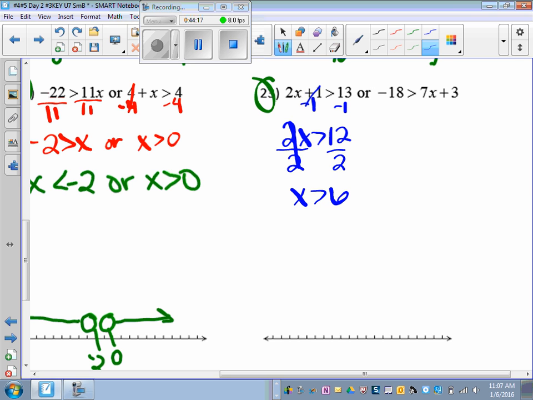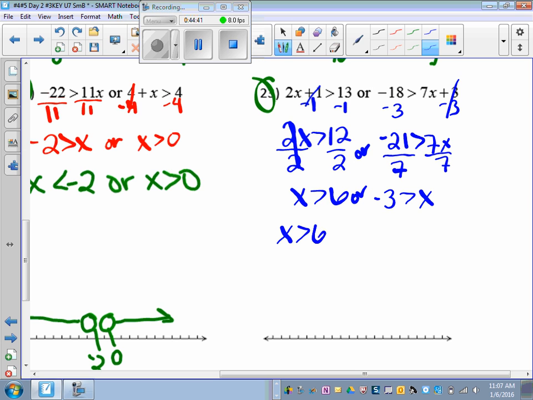All right, Alex, what's my first step on this side? Good. Subtract your 3 over. So I get -21 is greater than 7x. Those cancel, and I can divide by 7. -21 divided by 7 is -3. And these stay as or statements. Let's go ahead and rewrite it so x is on the left side. x is greater than 6 or x is less than -3.